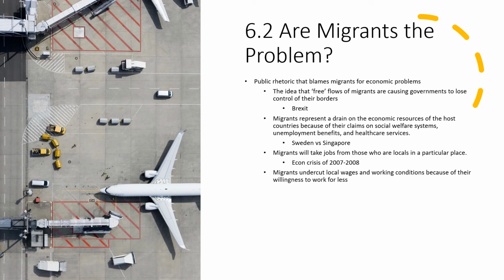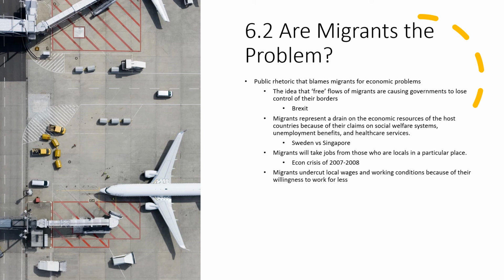Countries around the world seem to have similar themes of public rhetoric that blames migrants for all manner of economic problems. The first one is the idea that free flows of migrants are causing governments to lose control of their borders. This was the main argument for proponents of Brexit. However, border crossings by migrants is still very much controlled and regulated by the state, which in turn creates the conditions under which most migrants can move.